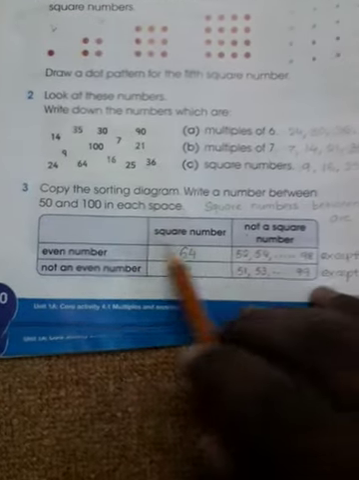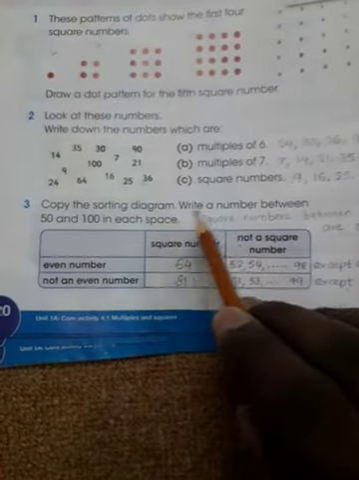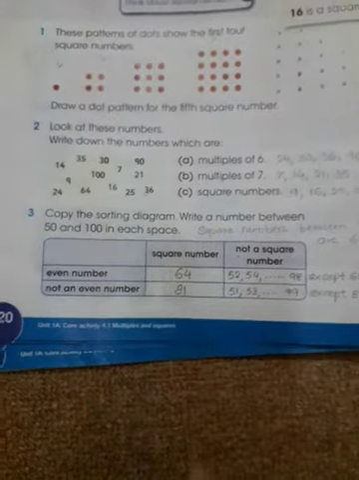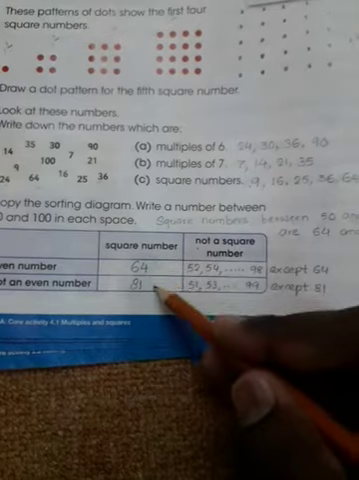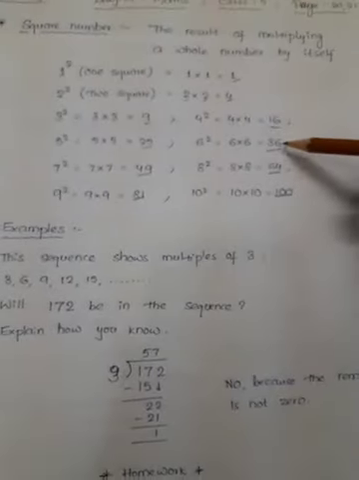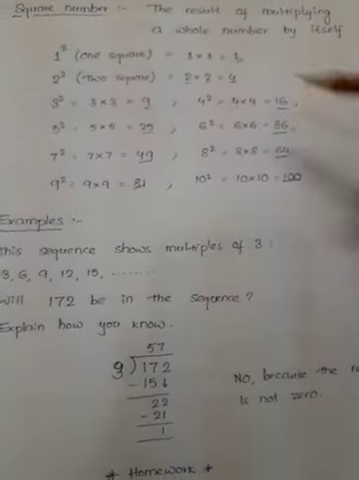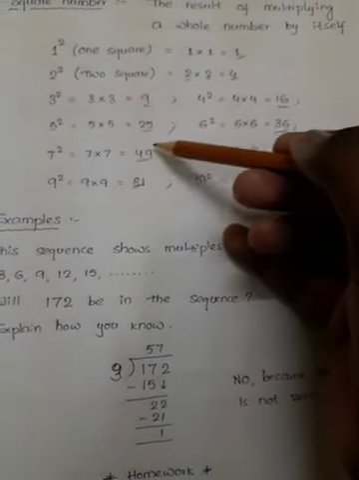What is the next question? Copy the sorting diagram, write a number between 50 and 100 in each place. So square numbers, what are the square numbers between 50 and 100? Look here. 6 sixes are 36, this is less than 50. 7 sevens are 49, this is also less than 50.